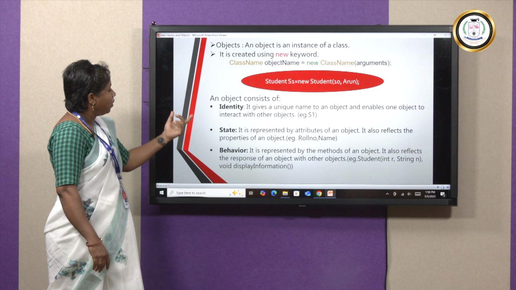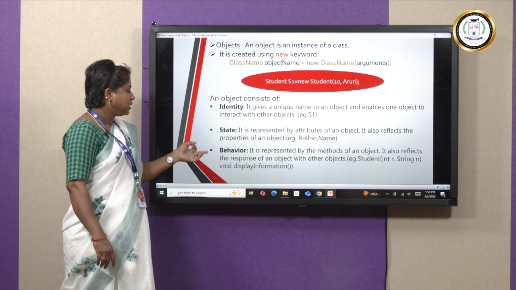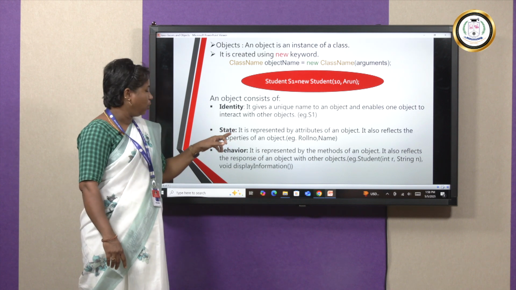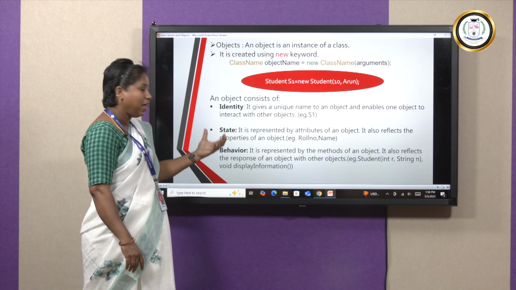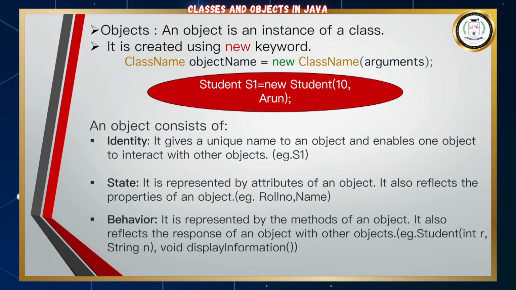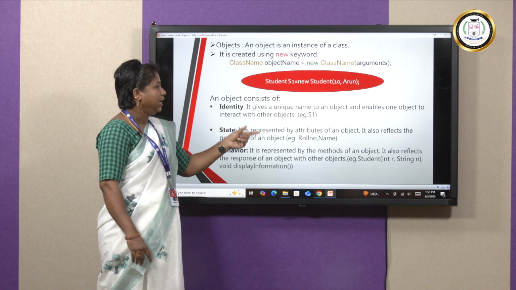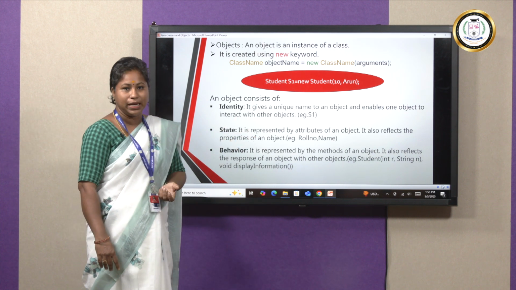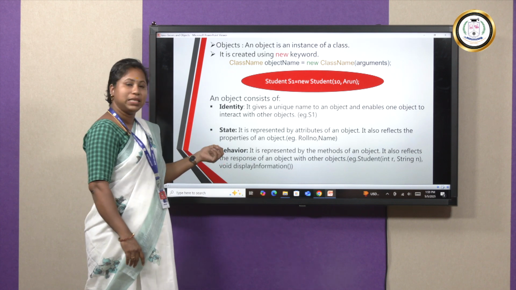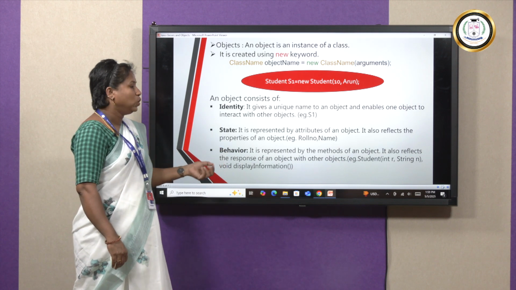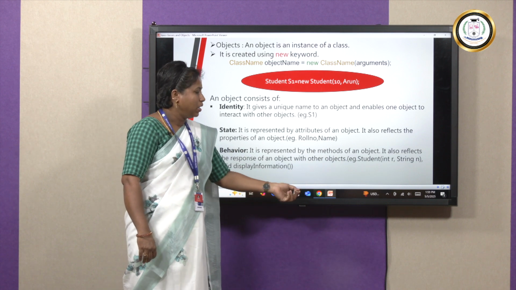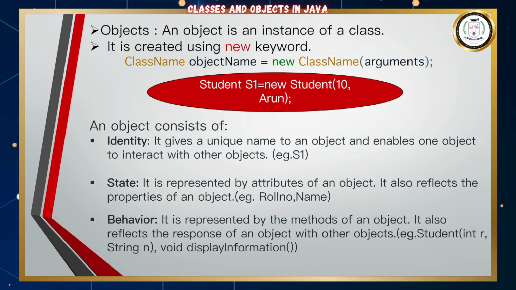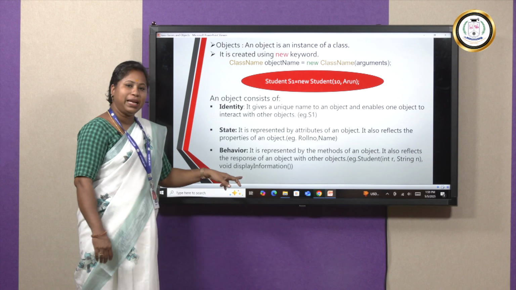Mainly the object consists of three things: identity, state and behavior. The identity defines the name of the object, the state defines the state, and the behavior is defined by the object. In this example, s1 is the identity name for the student object. The state is nothing but the attributes meant for the object. We can refer to rollNumber and name as the state. And behavior is a method used to define the behavior of the object. For example, Student is also a method, a special method called the constructor, used to initialize the object states. And then void display is another method.